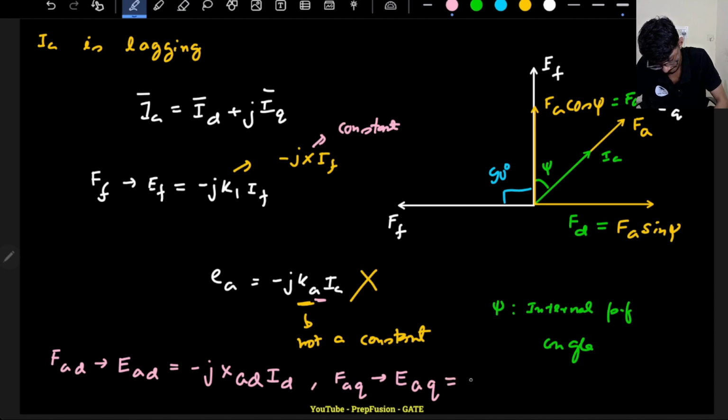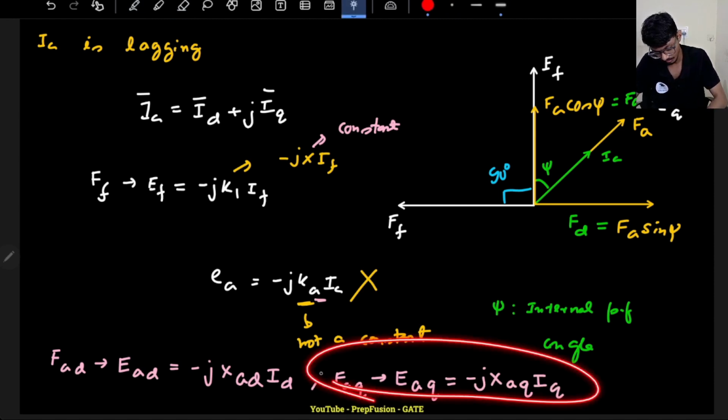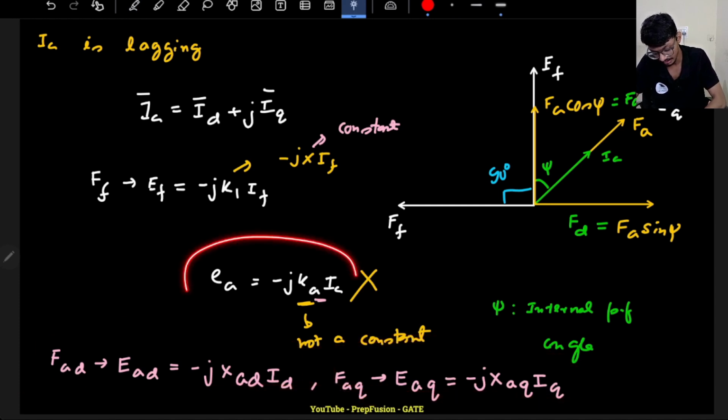AQ equals to minus J XAQ IQ. Okay, so these equations I can write, but I cannot write this equation. Why do I want to write this equation?